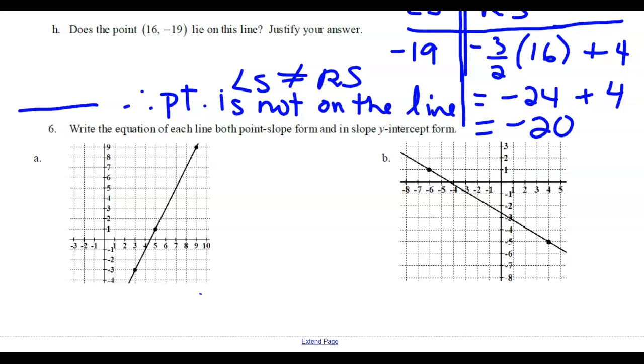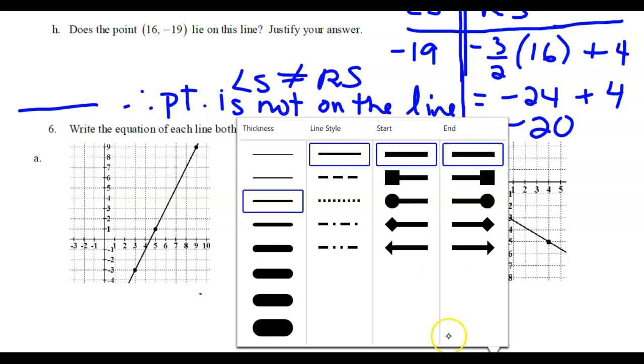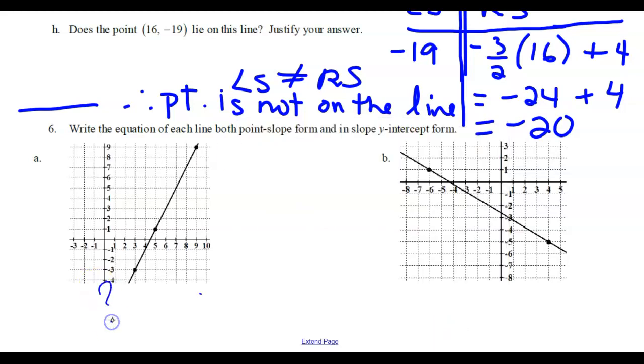If you know what the y-intercept is right away, that's the easiest form, right? If you know what the y-intercept is, then you can find it. But take a look at these two lines. I don't even know what the y-intercept is there, right? It is somewhere down below the grid, okay? Here, I don't know what it is either. I'd have to estimate it.